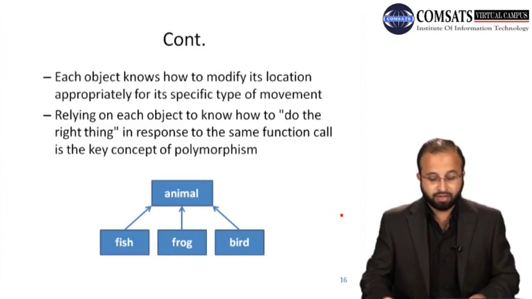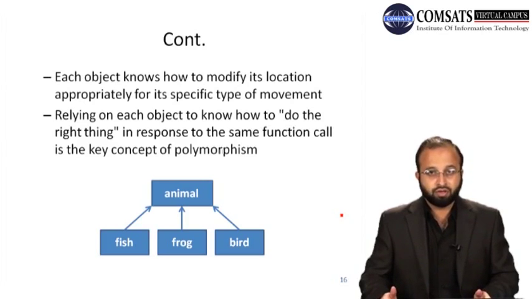So relying on each object to know how to do the right thing in response to the same function call is the key concept of polymorphism. So हर ऑब्जेक्ट के साथ आप मूव का फंक्शन कॉल कर रहे हैं. नाउ दैट ऑब्जेक्ट एक्चुअली नोज दैट हाउ टू डू द राइट थिंग और हाउ टू एग्जीक्यूट दैट मूव फंक्शन राइटली.